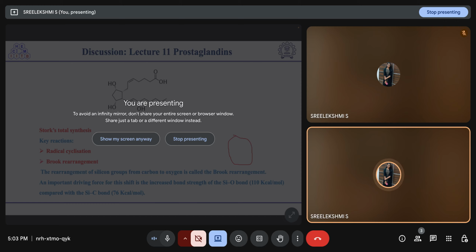And in Stork's total synthesis, the key reactions were a radical cyclization, where he utilized a 5-exo radical cyclization and the trapping of that radical by another acceptor. Then we have also seen an intramolecular thermal rearrangement, which is known as the Brook rearrangement. I will come into that. What is Brook rearrangement? In Stork's total synthesis, we have seen that he completed the total synthesis in 7 steps from cyclopentadiene. So now coming to this Brook rearrangement.